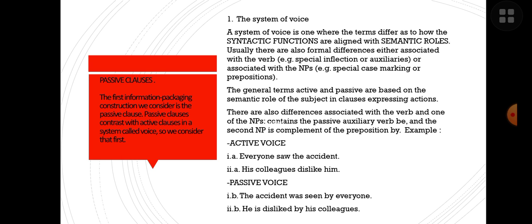There are also differences associated with the verb, and one of the NPs contains the passive auxiliary verb be, and the second NP is the complement of the preposition by. Example, active voice and passive voice. The first, active voice: everyone saw the accident. In passive voice: the accident was seen by everyone. Active voice: his colleagues dislike him. He is disliked by his colleagues.